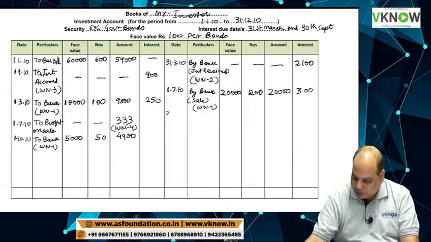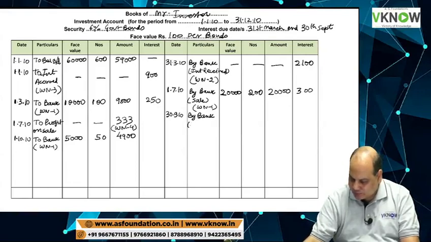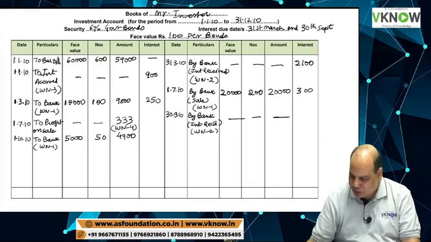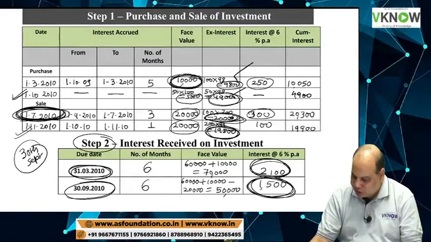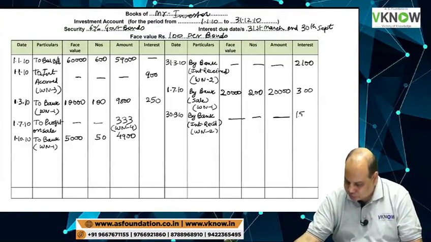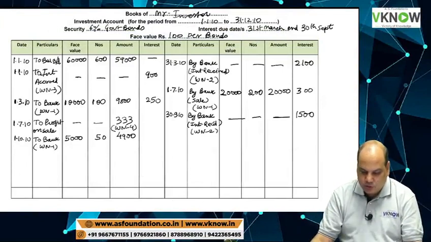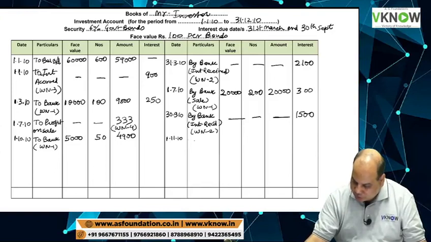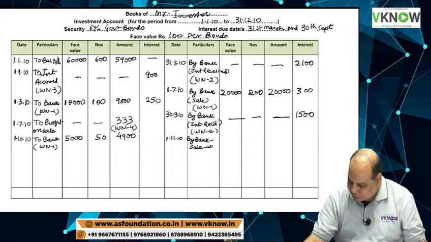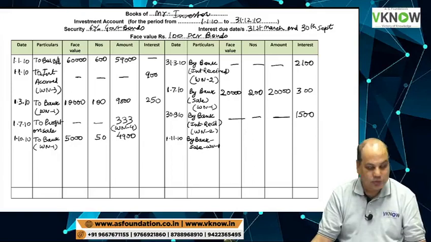Then on 30th September 10 by bank, interest received. Working note 2 again, last item. Interest received, last line on the screen. Working note 2, 1500 rupees. Then there is one sale transaction also on 1st November. 1st November 10 by bank, sale. Working note 1.